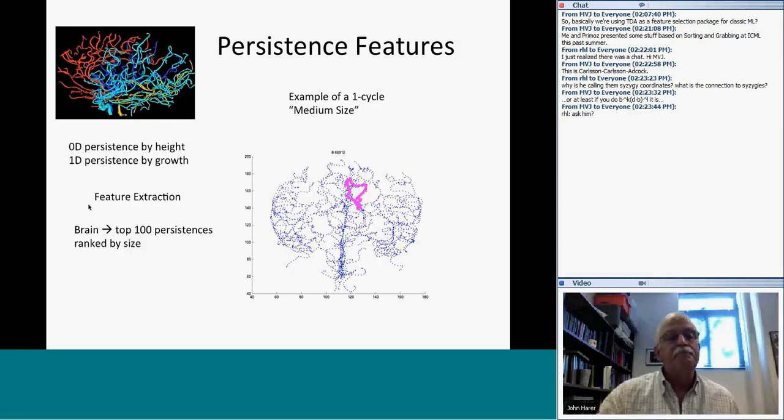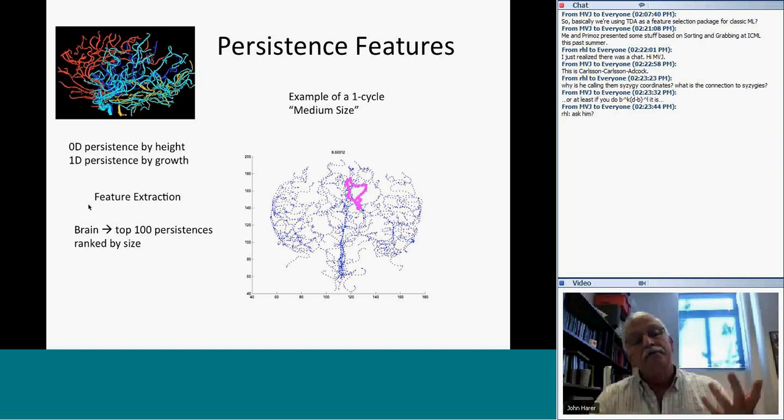So here's the process. You take your vessels and you feed them. You can just start at the bottom and sweep up with a plane. That's by height, and look at what happens to components. So you're not looking at the complement of the region, you're simply looking at the region itself. And so the twists and turns have to do with going up and down in the direction you take.